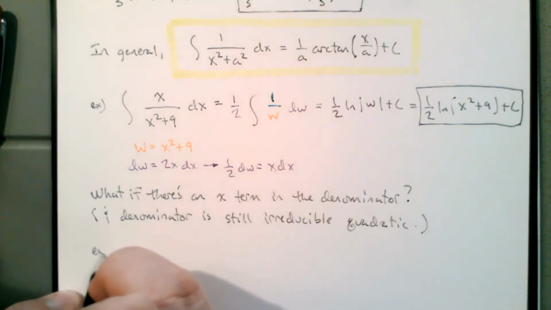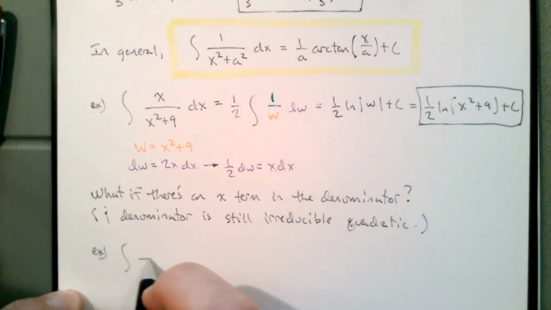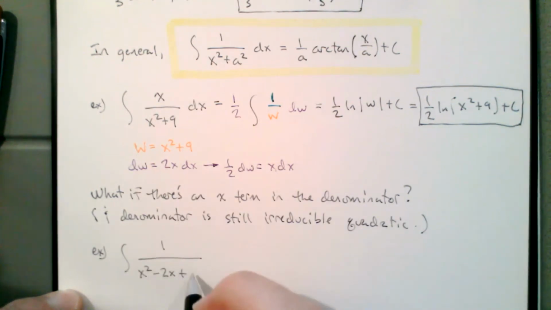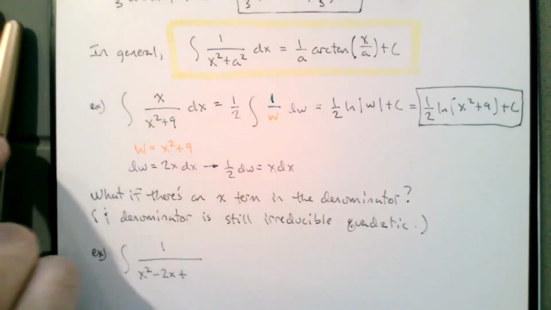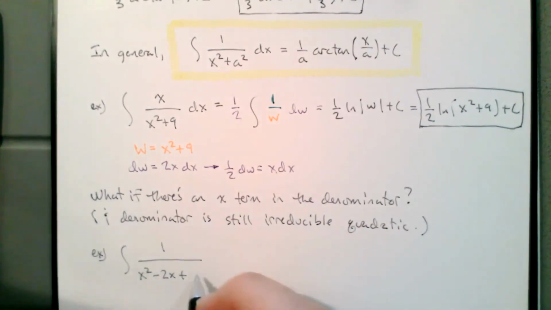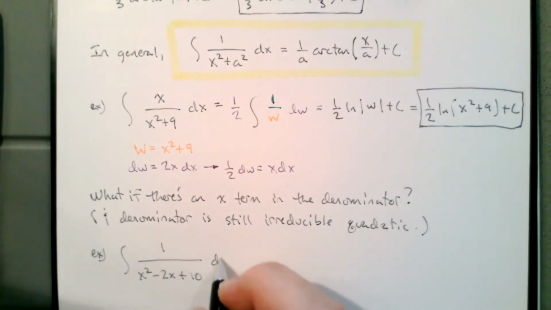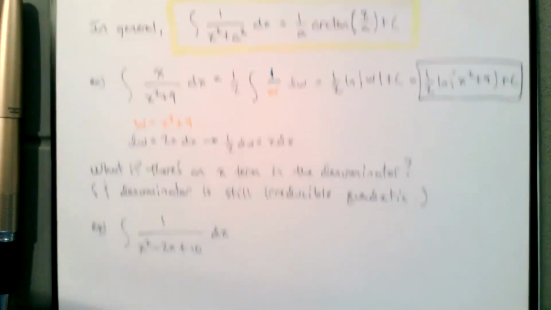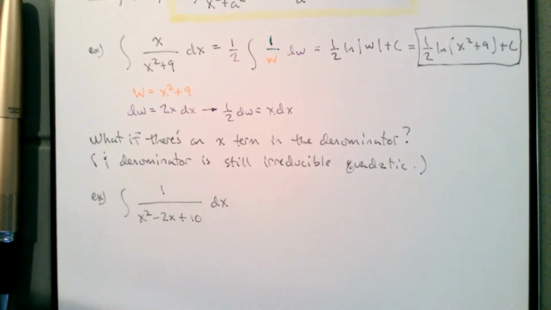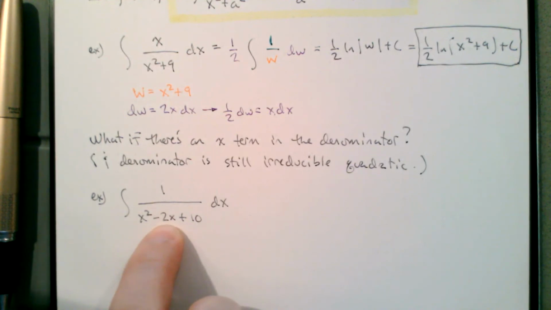So for example, what if I wanted to integrate 1 over x squared, let's go with minus 2x plus 13. Oh, not 13, let's just change that to a plus 10. There aren't real factors of 10 whose sum is -2. So this is still an irreducible quadratic. Here's the problem. This is the change from the previous problems. It's minus 2x.